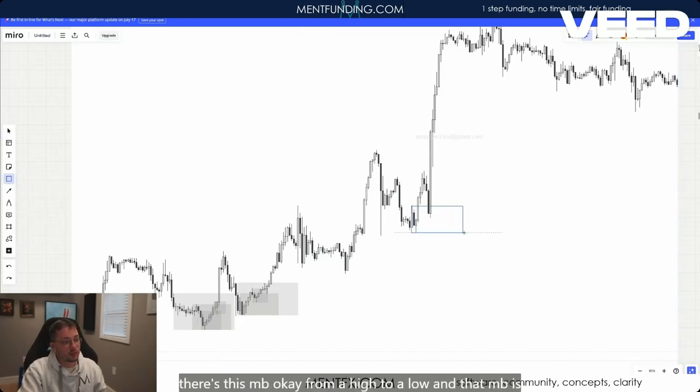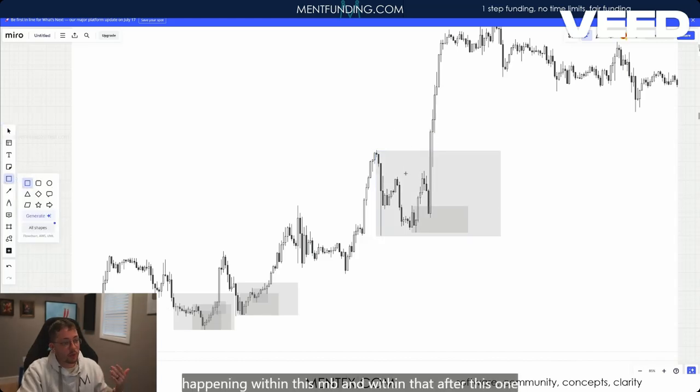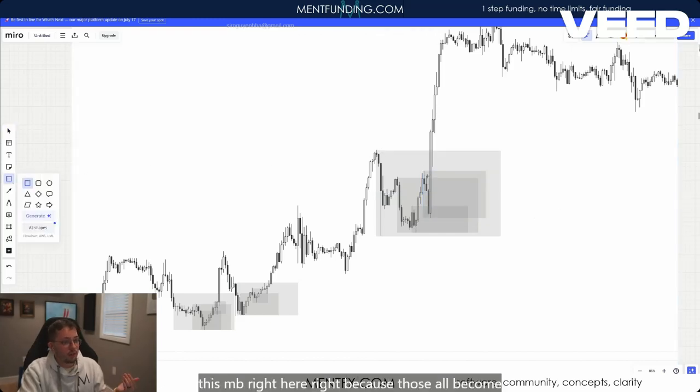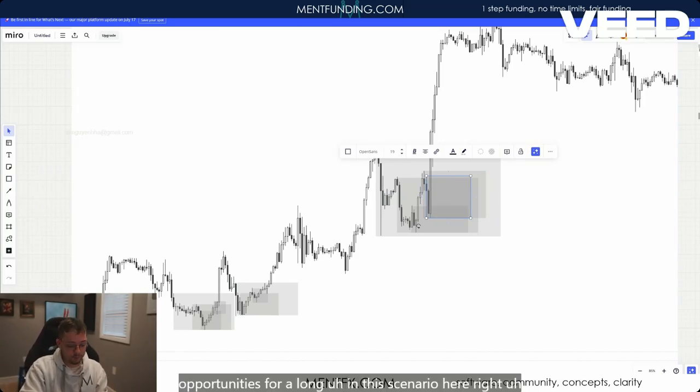For instance, there's this MB, from a high to a low, and that MB is happening within a prior unvalidified MB, and that's happening within this MB. And within that, after this one validifies, it actually begins to build this MB right here, or this MB right here, because those all become potential opportunities for a long in this scenario. Let me go like this. Yeah, so there you go.